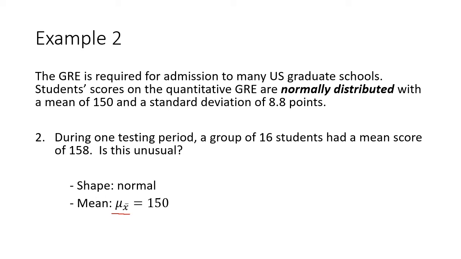What is going to change, though, is that because I have 16 students, my standard deviation is going to change. So I take my original standard deviation of 8.8, and I now need to divide it by the square root of my sample size, or the square root of 16. So in this case, my standard deviation is going to be 2.2.